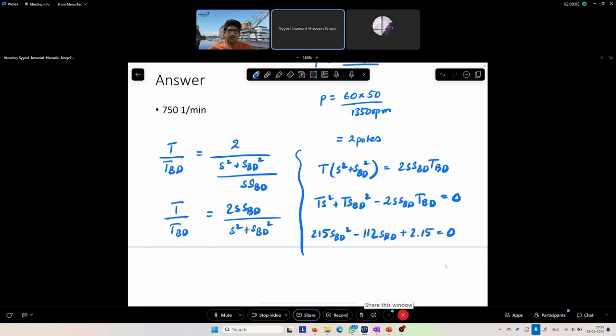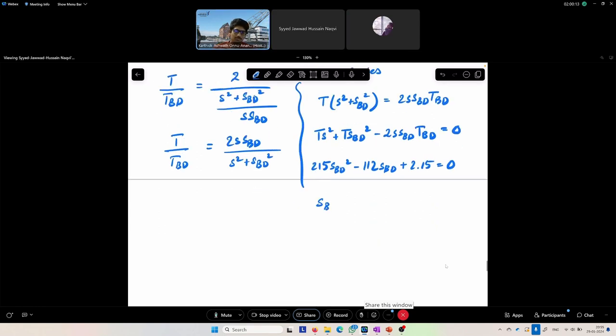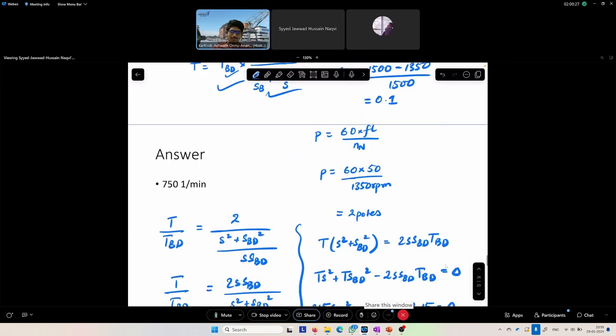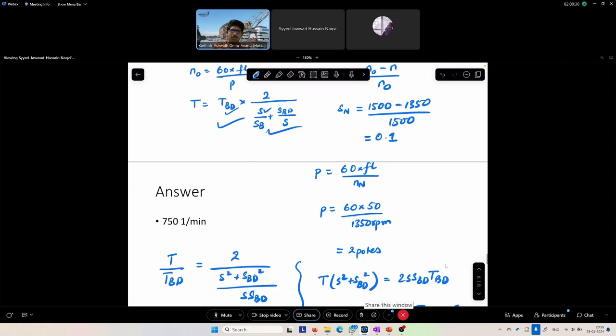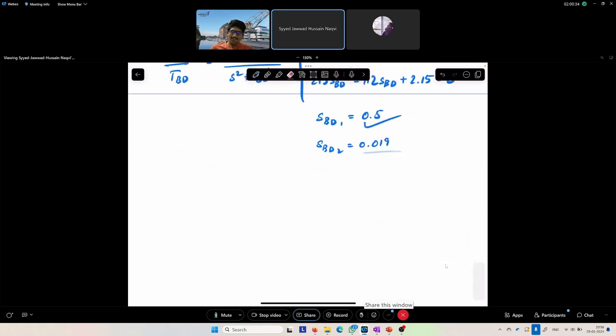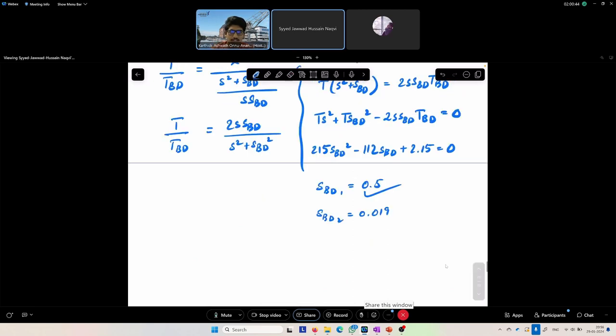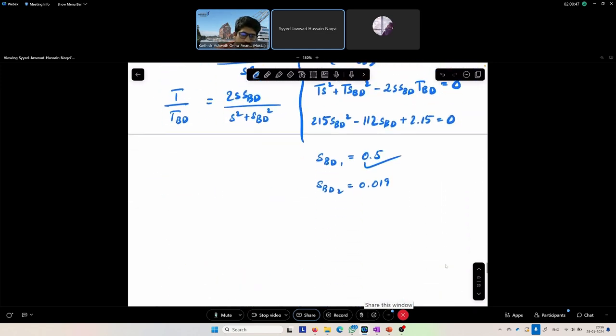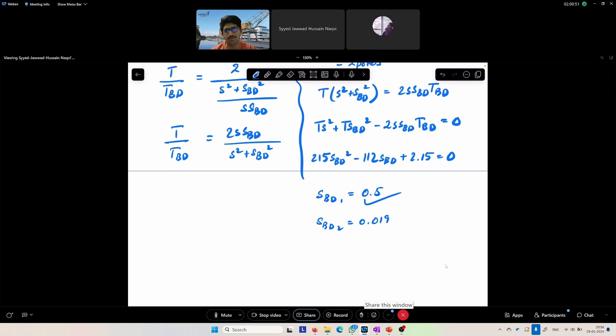I'll do it on the calculator. Okay, sure. So I got SBD 1. You will get 2 answers? This will be right. Sorry. This will be correct. I will give the reasoning behind that, so next time you will remember. Because the slip is big, I think. Yeah, bigger. Even if the values are closer, just check which one is larger than the nominal slip. We know nominal slip is 0.1. This 0.019 is less than that, so it cannot be that. So it has to be 0.5. So your SBD should be greater than S.